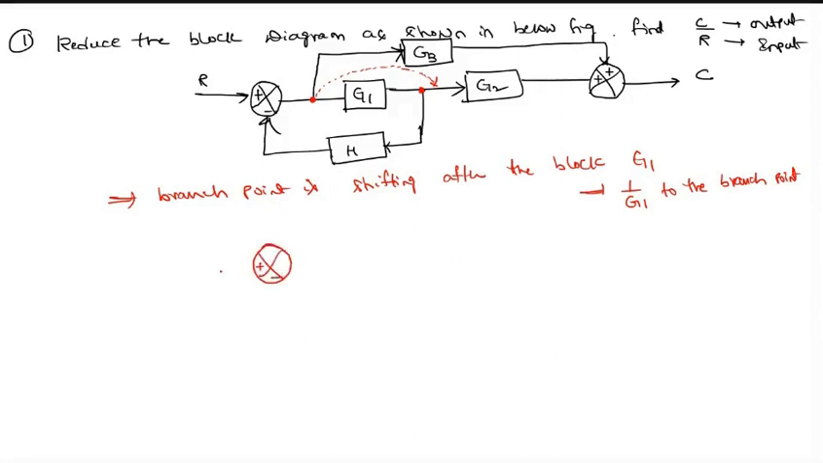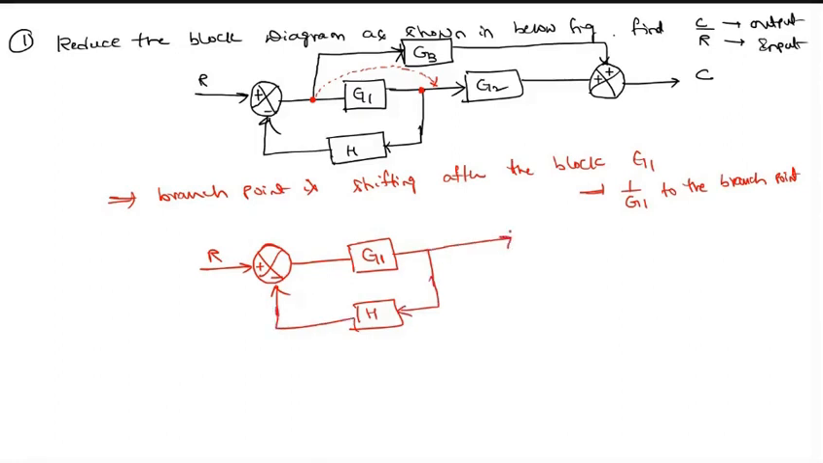So plus, minus. Here the input is R as it is. Here the feedback is as it is. Here there is no branch point right now; it is shifted after G1. Here it is H, like this. Here it is G2. Here is the summing point, one is plus. Here is output C. So now this branch point is as it is, and this branch point is shifted like this. Whatever branch point is shifted from before G1 to after G1, that branch point is started.